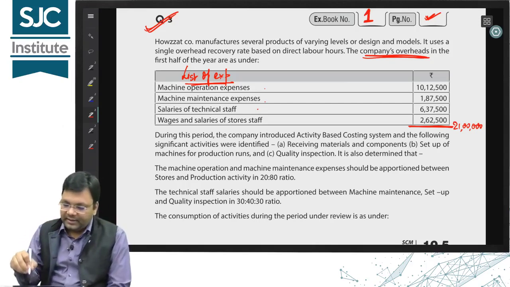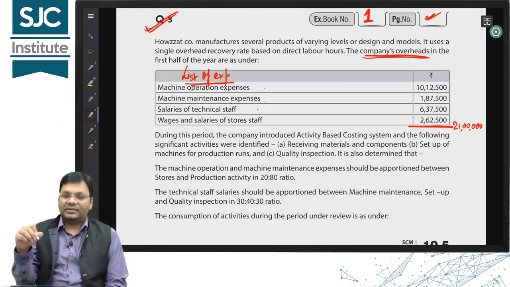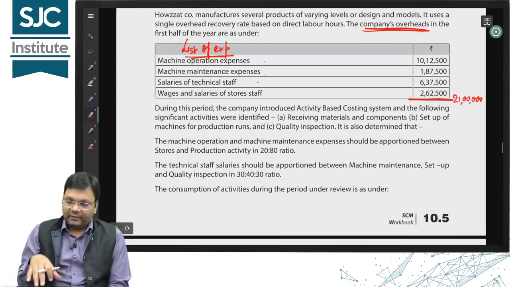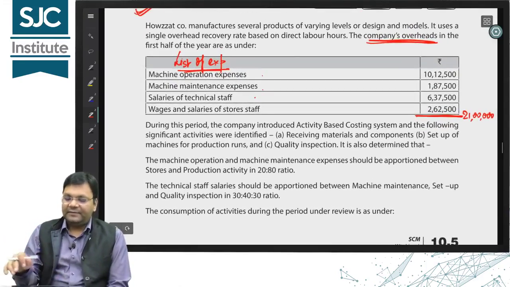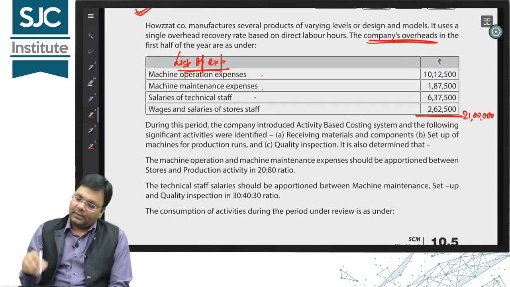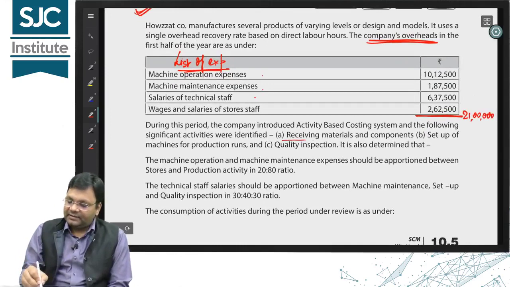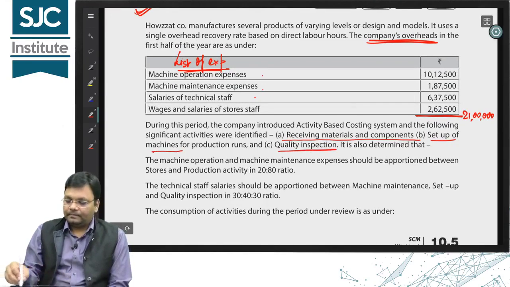Now during this period, the company introduced activity-based costing system and the following significant activities were identified. We have three activities: receiving materials and components, setup of machines, and quality inspection. So these are the activities. Activity details are given now. There are three activities here.